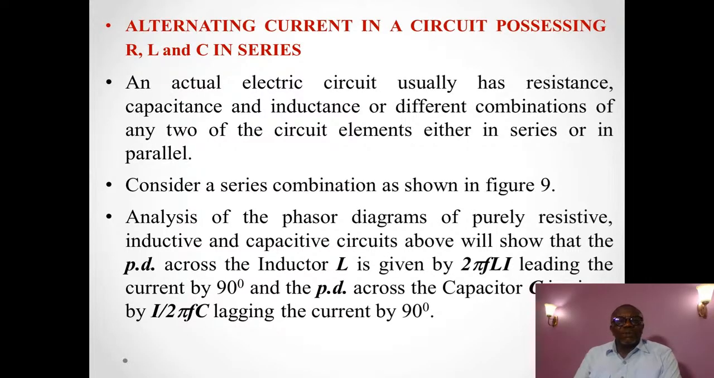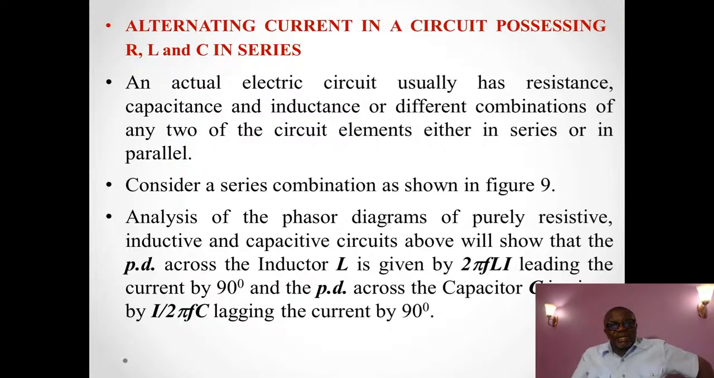Now, we look at when we have these three elements, the resistor, the inductor, and the capacitor in a circuit. It could be in a series form, it could be in a parallel form. But let's just take a typical example where they are in series. So we say an actual electric circuit usually has resistance, capacitance, and inductance, or different combinations of any two of the circuit elements, either in series or in parallel.